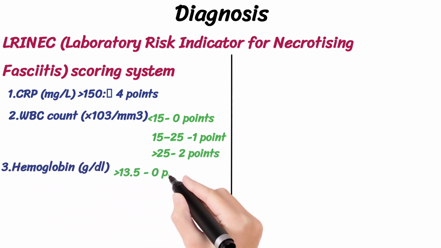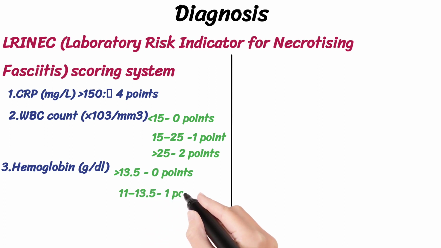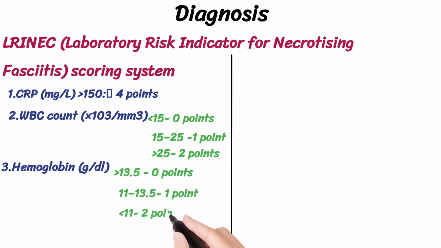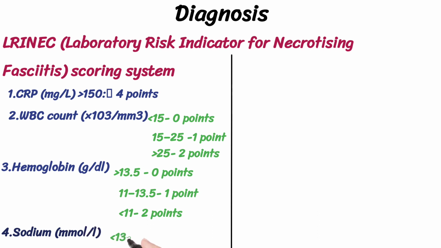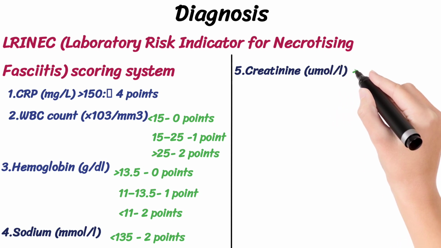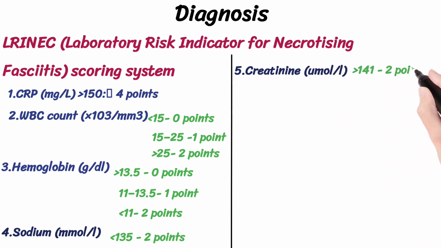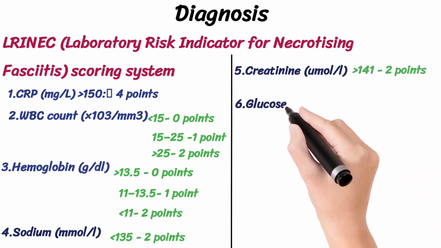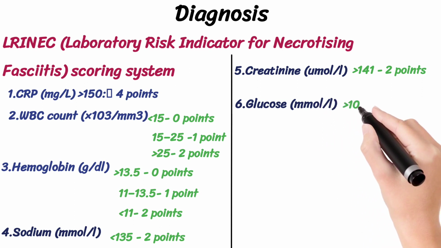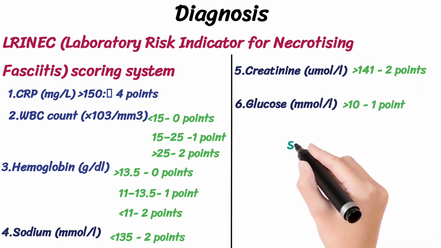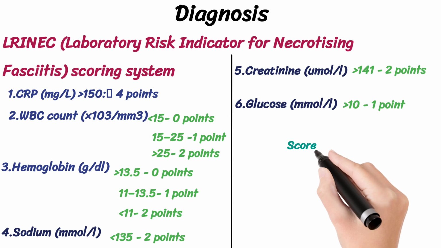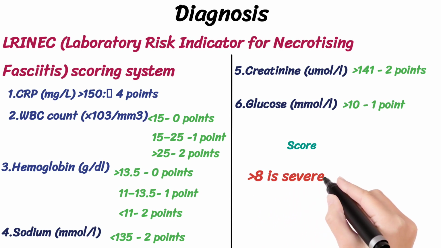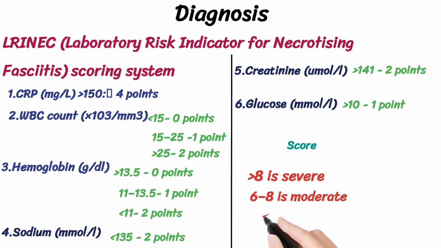Hemoglobin, if it's greater than 13.5, give 0 points. If it's 11 to 13.5, 1 point. If it's less than 11, you give 2 points. Sodium, if it's less than 135, you give 2 points. Creatinine, if it's greater than 141, you give 2 points. And glucose, if it's greater than 10, you give 1 point. So then you score. If it's greater than 8, then you have a high risk. If it's 6 to 8, you have moderate, and if it's less than 6, you have low risk.